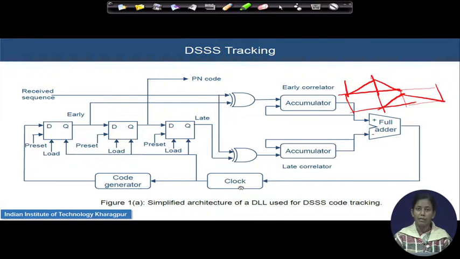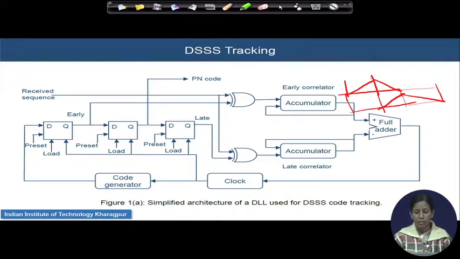The phase will be either delayed or it will start early, and hence that instruction will go into the code generator, controlling the phase of the code generator, or adjusting the timing point of the code generation, and that correction will be applied accordingly in generation of the local PN sequence.